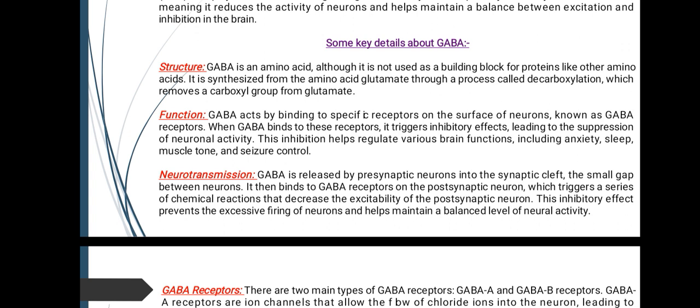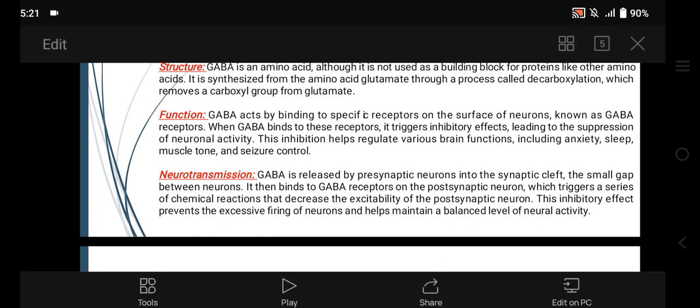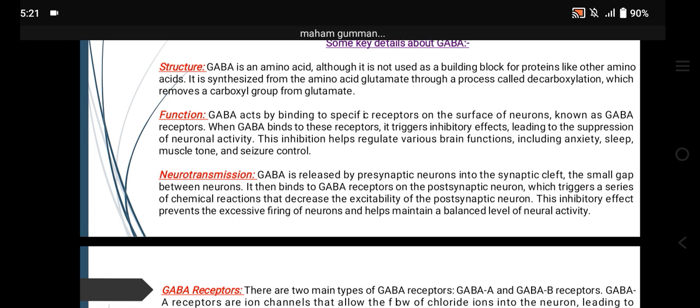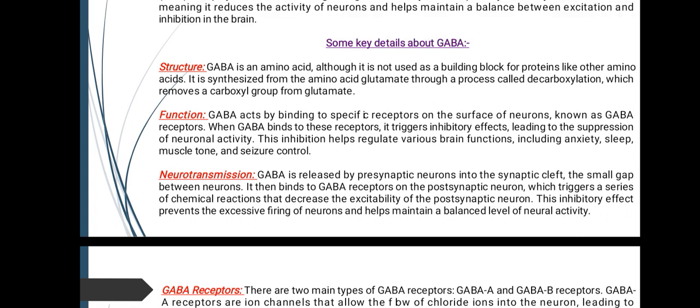And function: what is the function of GABA? GABA acts by binding to specific receptors on the surface of neurons known as GABA receptors. When GABA binds to these receptors, it triggers inhibitory effects, leading to the suppression of neuron activity. This inhibition helps regulate various brain functions including anxiety, sleep, muscle tone, and seizure control. These are the functions of GABA.